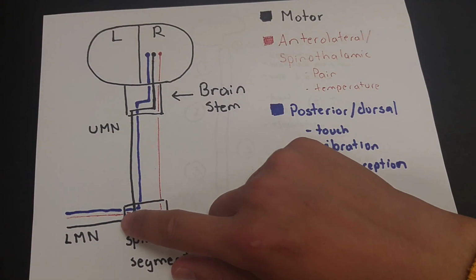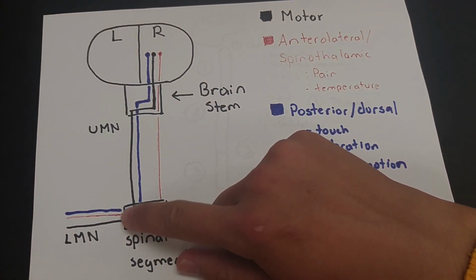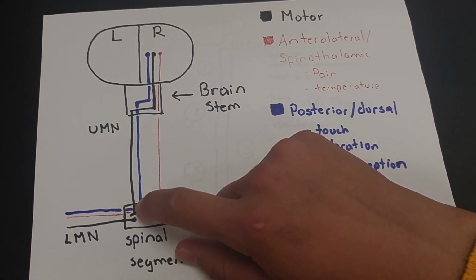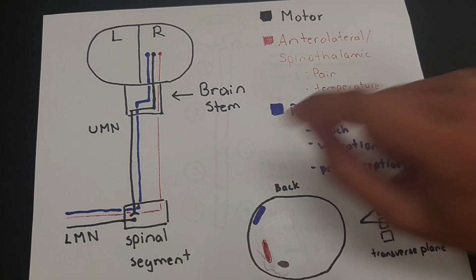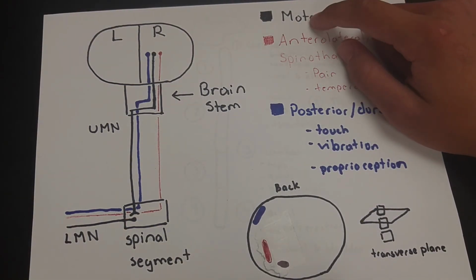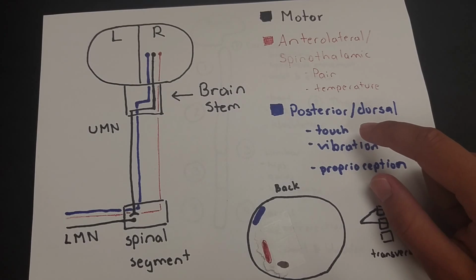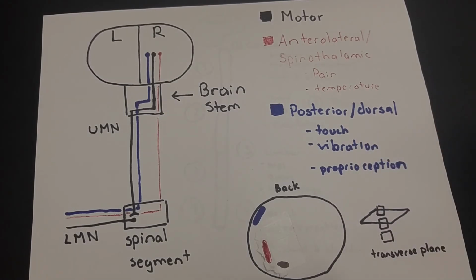Now, let's say you lose the left side of your spinal cord, right? So you lose the blue, and you also lose the black. And so then you'd lose the motor, and you'd also lose the touch, vibration, and proprioception.